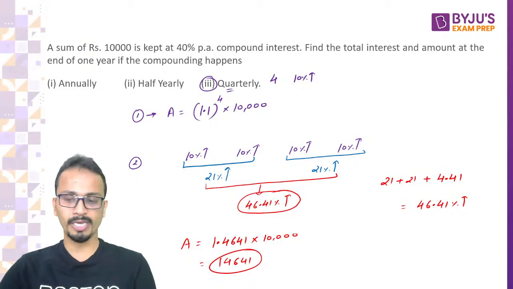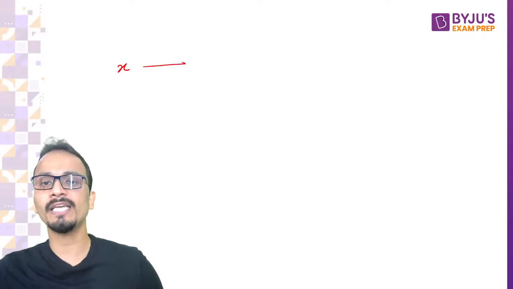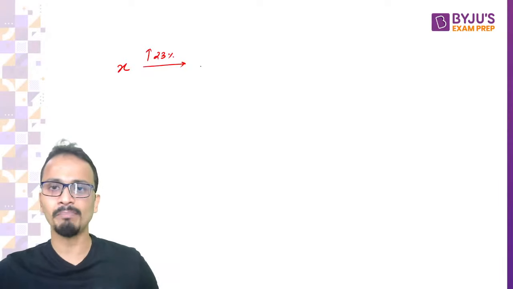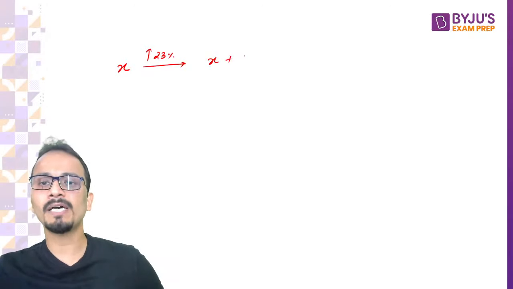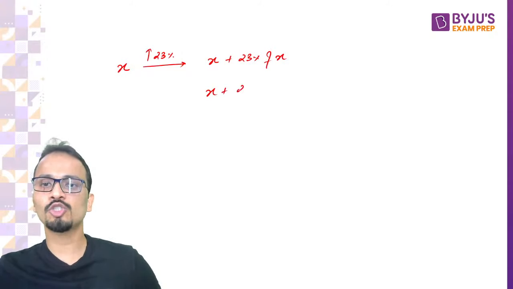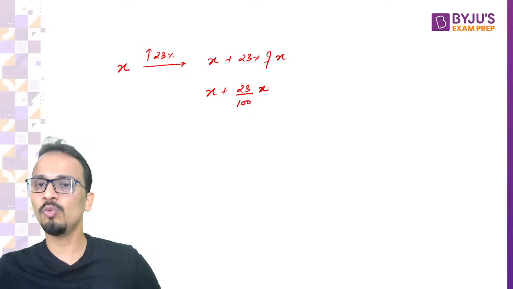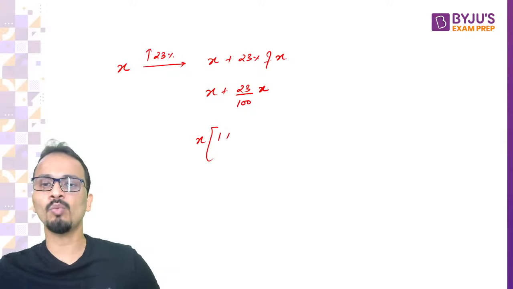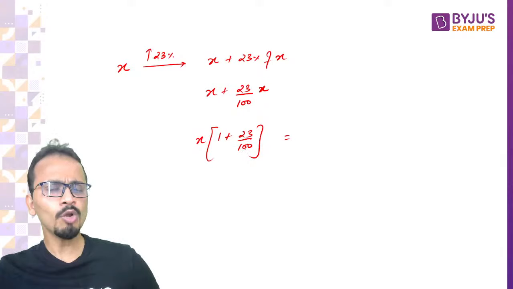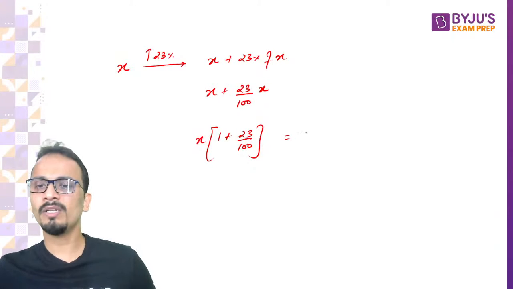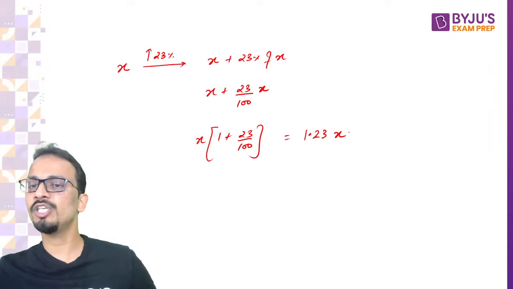So Gajodhar, I'll explain it here once. First quickly look at this. Let's say initial value is X and I want to increase it by 23%. I'm just taking a random example. So final value will be X plus 23% of X, that means X plus 23 upon 100 into X. I take X common and you will get 1 plus 23 upon 100. Now 23 upon 100 is 0.23 plus 1 will be 1.23 times the original value.